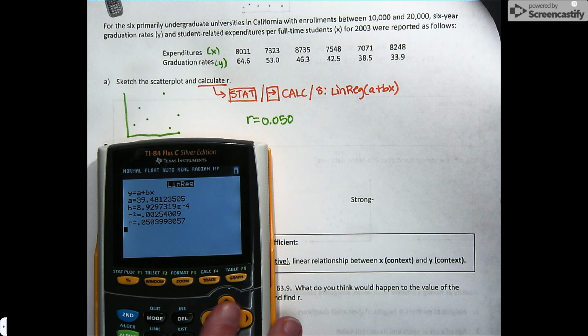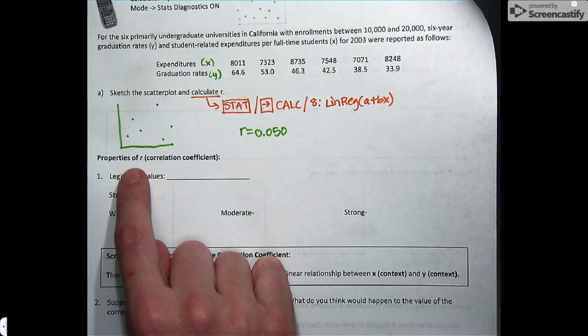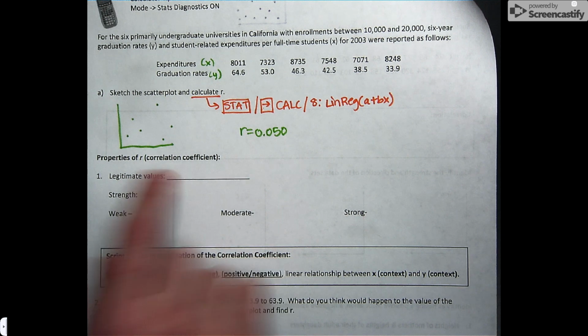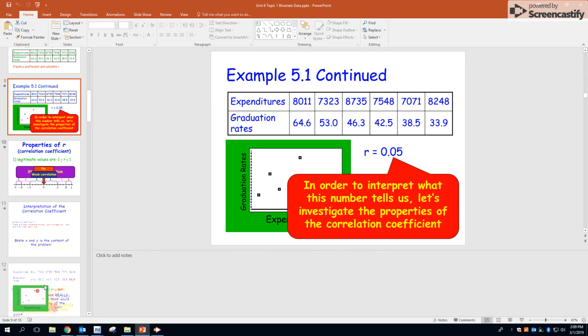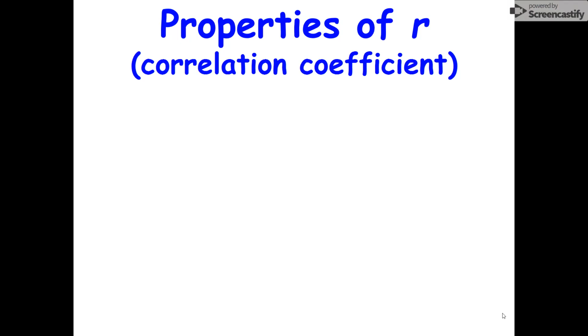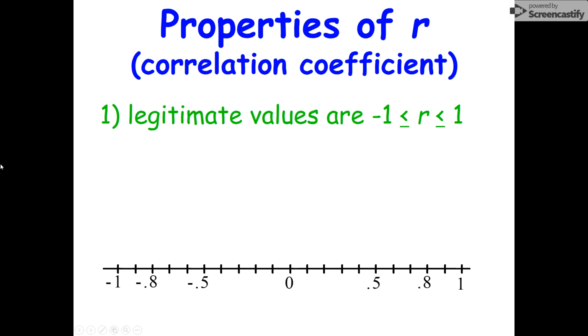Okay, so let's go ahead and talk about the properties of a correlation coefficient in the PowerPoint, so you can see what are some things that we'd expect you to do with that. The properties of a correlation coefficient is that it has to be a legitimate value. The only legitimate values accepted are between -1 and 1, where it could equal exactly -1 or 1. Okay, so both of those are okay.